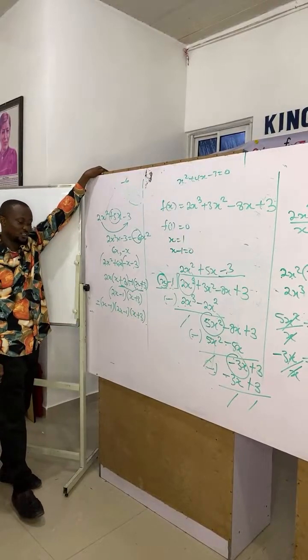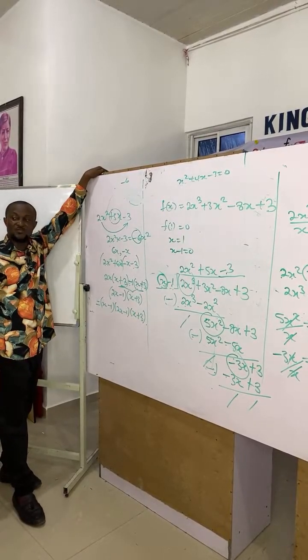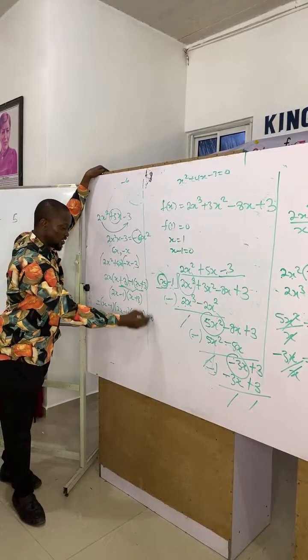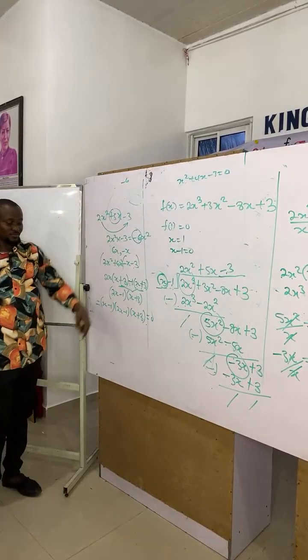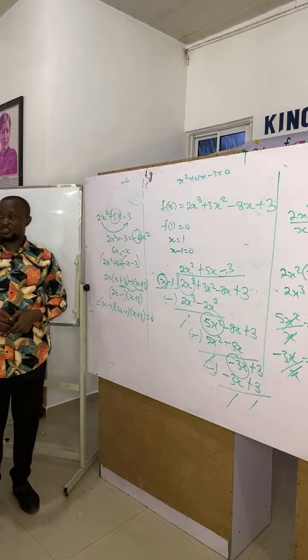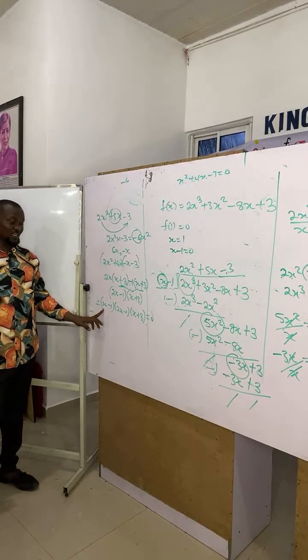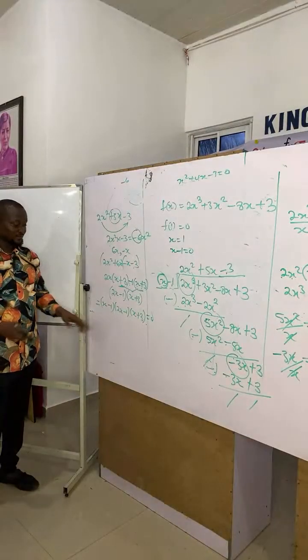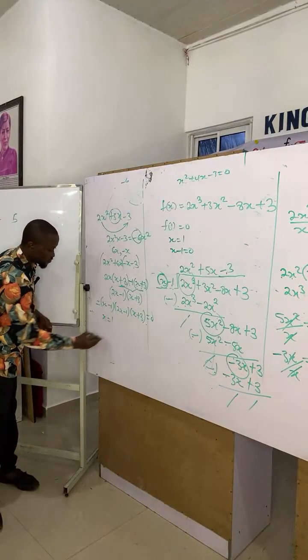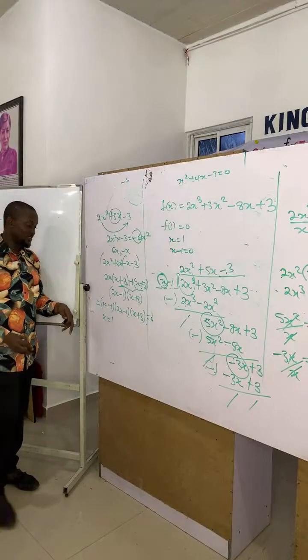Plus 3. We want to find a value that gives us x. So with this, we are able to find the other two values. Because from here, we can get x. From here, x equals 1 because the cross equals this side.